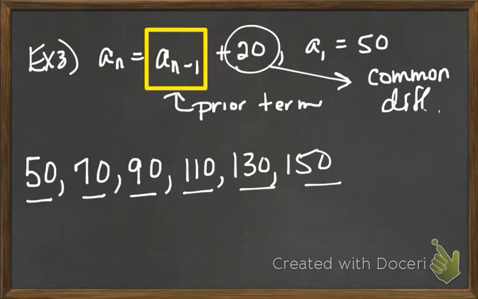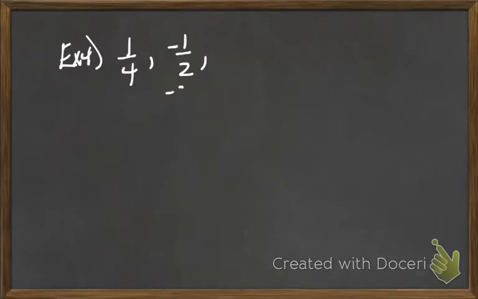Example 4 is just dealing with some fractions. So in example 4, your first term is 1/4 and your common difference is negative 3/4. So what's 1/4 plus negative 3/4? Without using your calculator. Negative 1/2. What's negative 1/2 plus negative 3/4? Well, you're going to think of negative 1/2 as negative 2/4. So negative 2/4 plus negative 3/4 is negative 5/4.